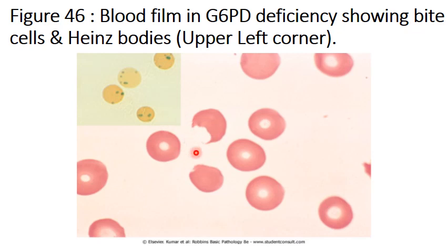As we said, these red blood cells are plucked out by the macrophages. These are Heinz bodies, in the upper left corner, and this is a bite cell. Where would we find this cell? We would find them in the peripheral blood of the patient with G6PD deficiency.